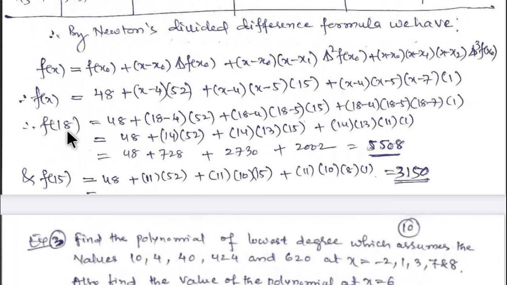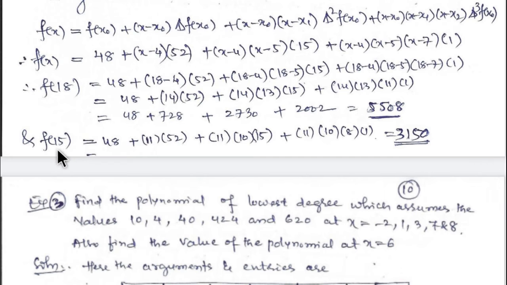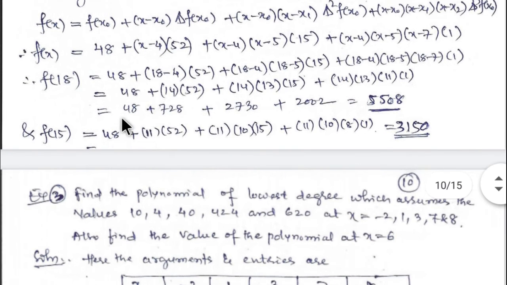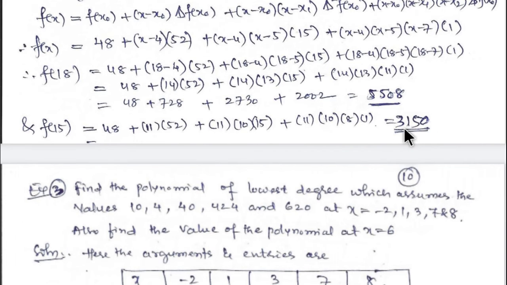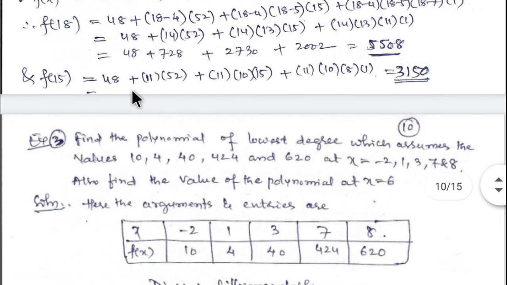Now they asked f of 18 here, so wherever x is, you put 18. Substituting, you get 5050, this is the value of f of 18. Similarly, they asked f of 15, so find out f of 15 also. In the above formula, wherever x, you substitute 15. If you substitute 15, you get 48 plus 15 minus 4 is 11, like this. Remaining values are the same. If you simplify all this, you get 3150. Okay, this is the example.